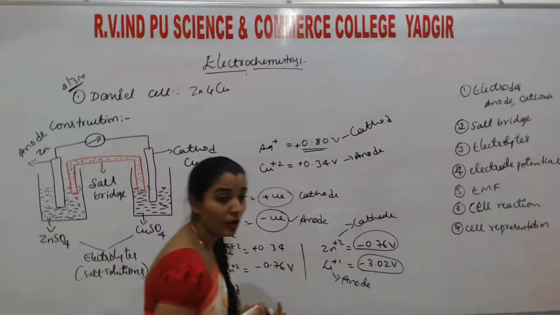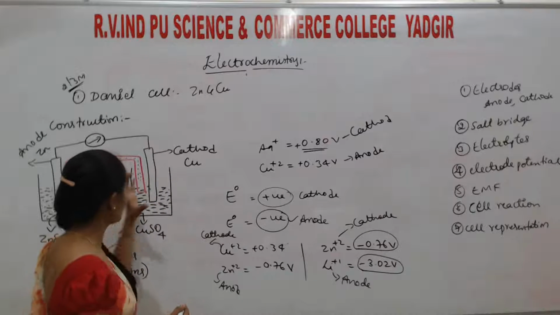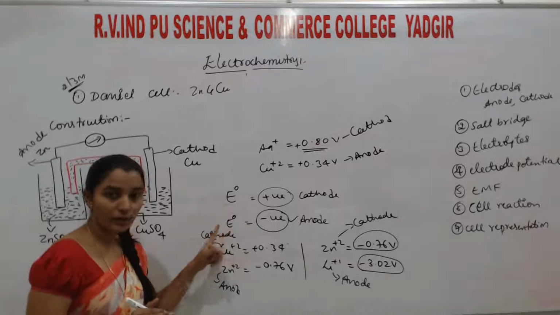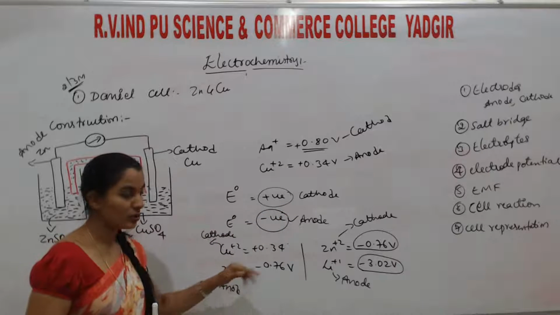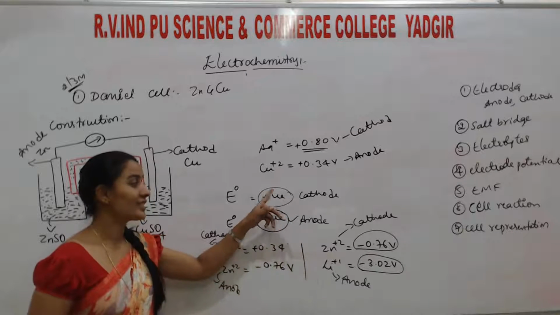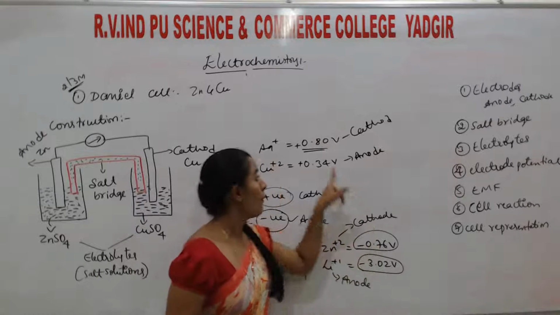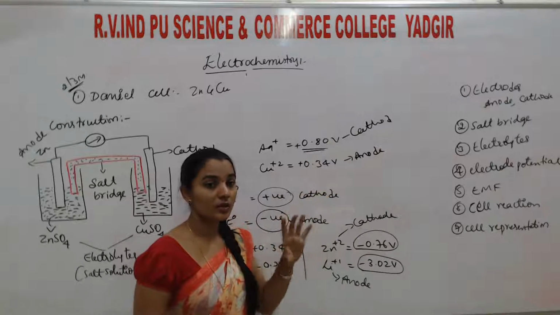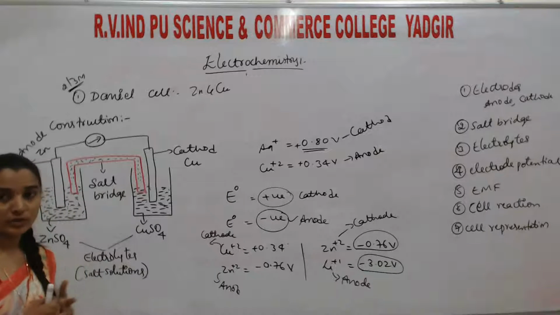Do you understand? I am not telling that zinc is always anode and copper is always cathode. Based on the E naught value, which one is more positive, that is cathode, which one is less positive, that is anode. Or if you want to say, which one is more negative, that is anode, which is less negative, that is cathode. Understand? So based on the E naught value, we can easily choose the anode and cathode arrangement.